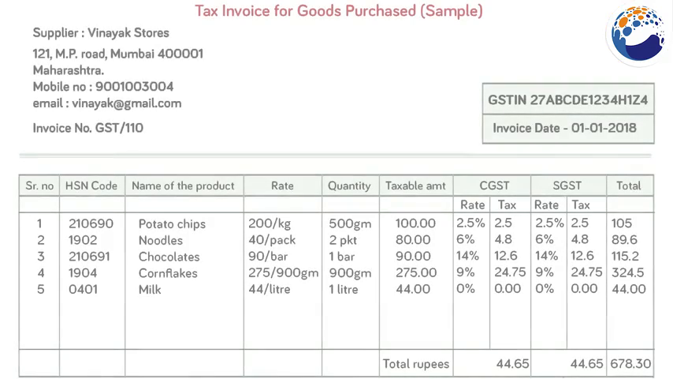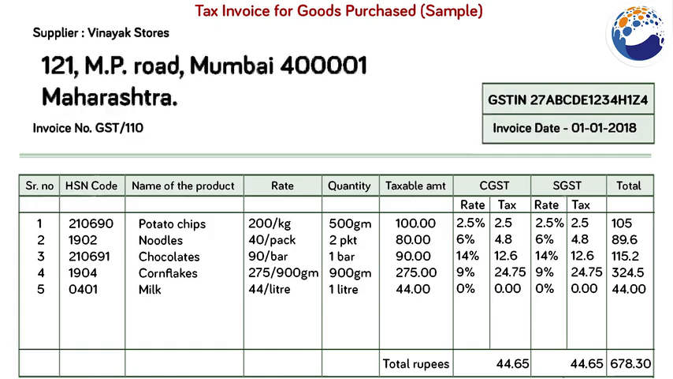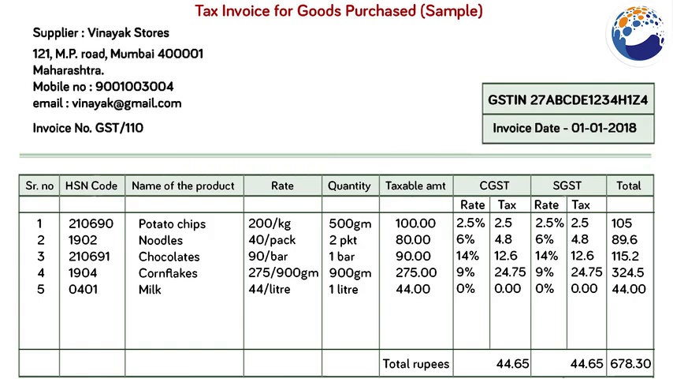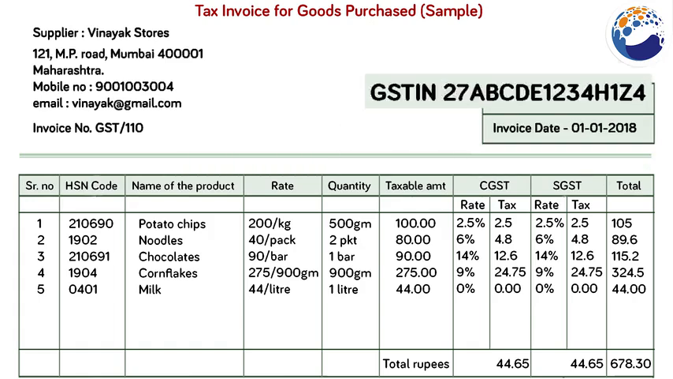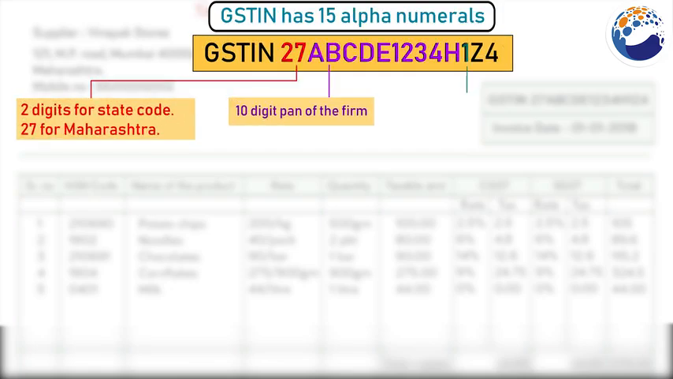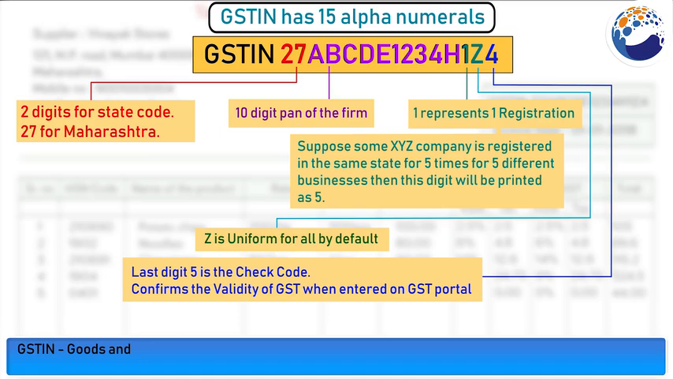Let us take a look at sample of tax invoice for goods purchased. Now we will see what the different components of such invoices are. A standard invoice bill consists of name and address of a shop, contact number and email ID of the owner, invoice number and date. Top right corner contains GSTIN, Goods and Services Taxpayer Identification Number.